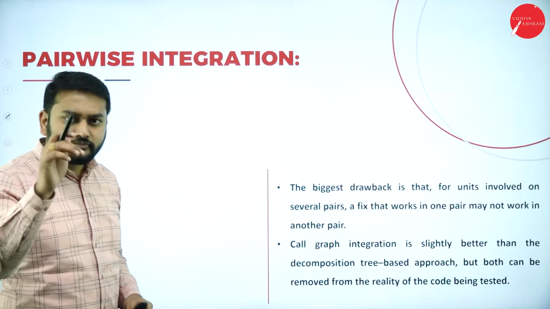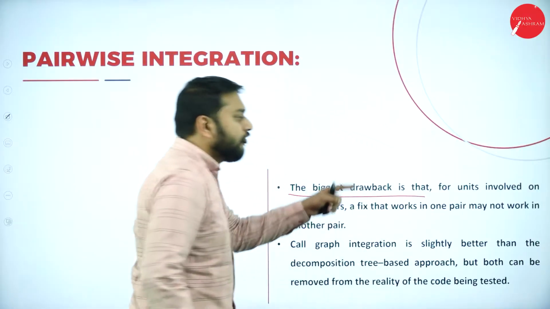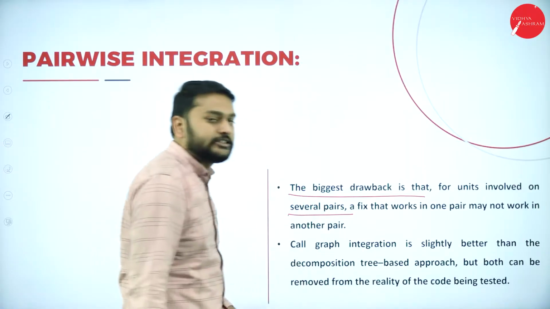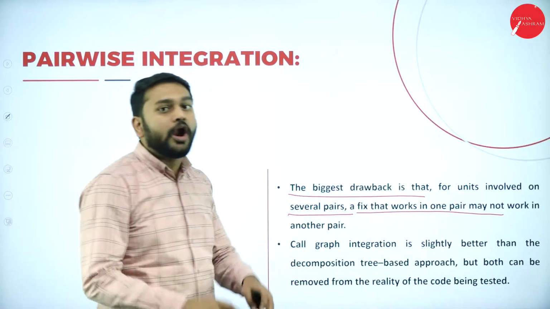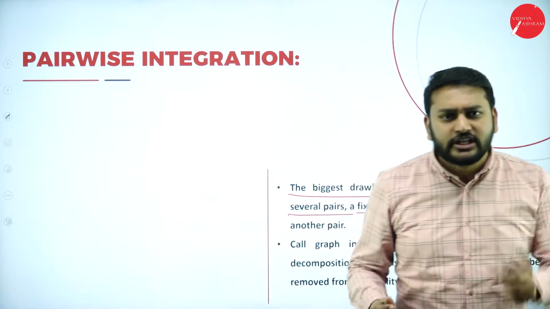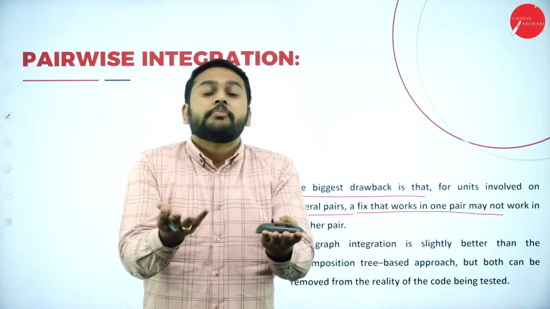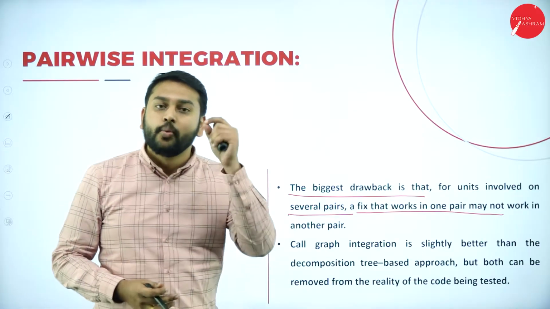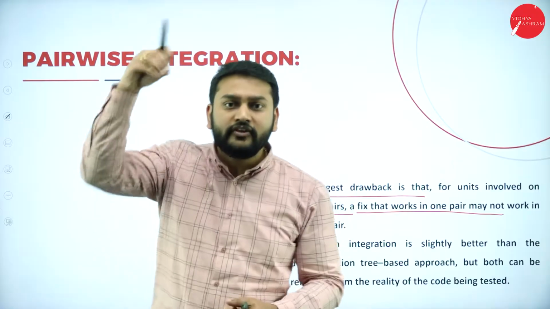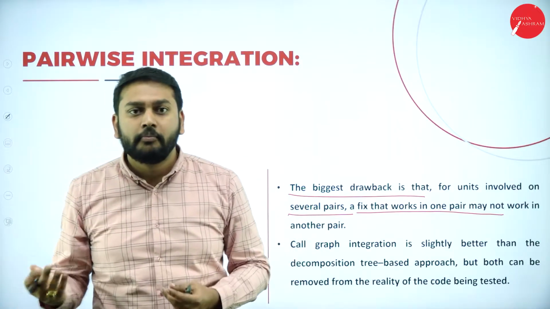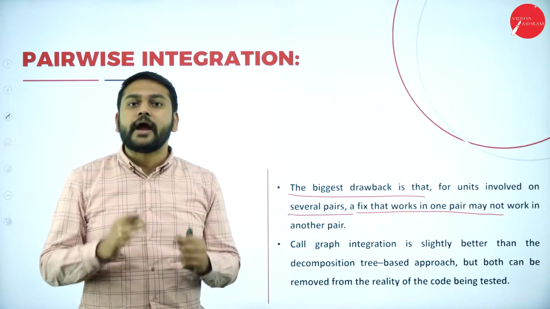Please observe the biggest drawback of pairwise integration: for units involved in several pairs, a fix that works with one pair will not work with another pair. What exactly does it mean? The solution will work for one pair, but for another pair it might not work. I repeat, I have several pairs in my unit, and you give a solution for one pair which has a problem, but the same solution might not work for other pairs. This is one of the biggest drawbacks that we have.